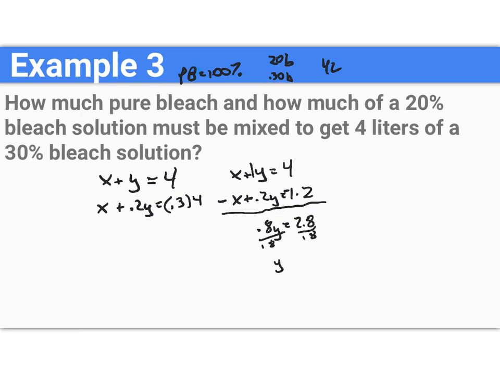And that's going to get a little tricky. So remember, Y was our 20% bleach solution. Pure bleach was X, 20% was our Y. 2.8 divided by 0.8 equals 3.5. So Y was our 20% bleach solution. Y should be 3.5 liters, which tells us that X plus 3.5 equals 4. So we should get half a liter. This is a chemistry thing. So if you're doing titrations in chemistry, this is what you'll have to figure out. All right, now we have to make sure it works in both equations.